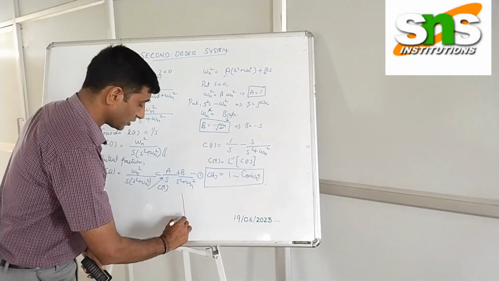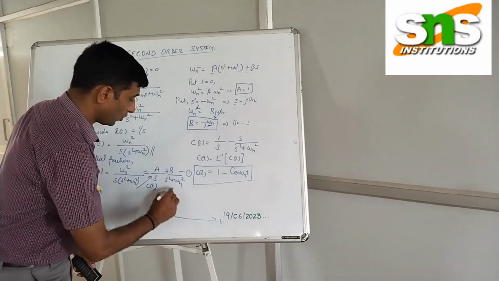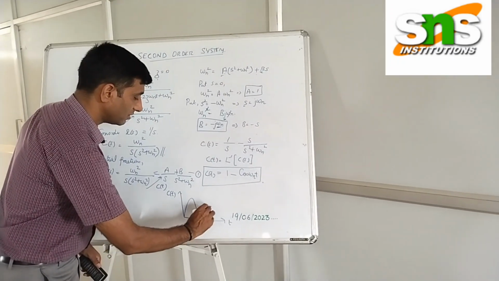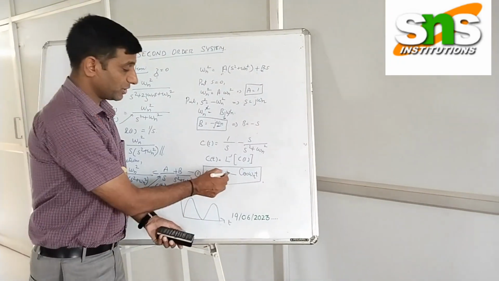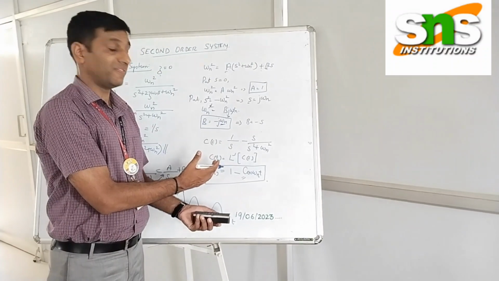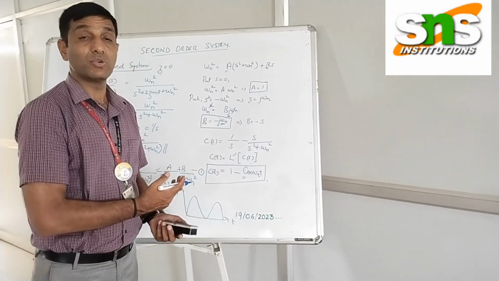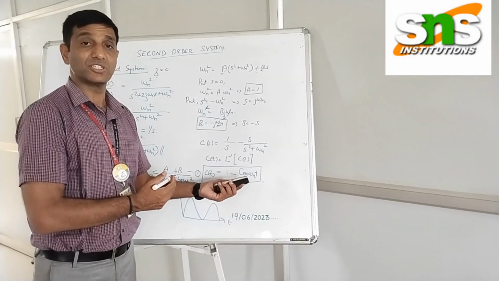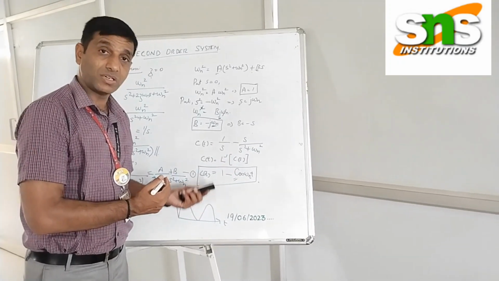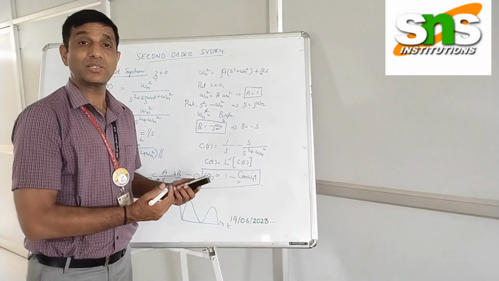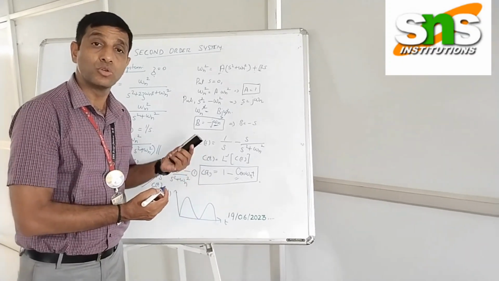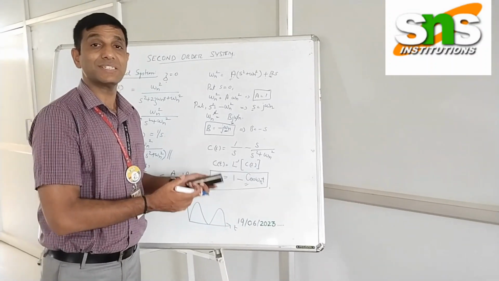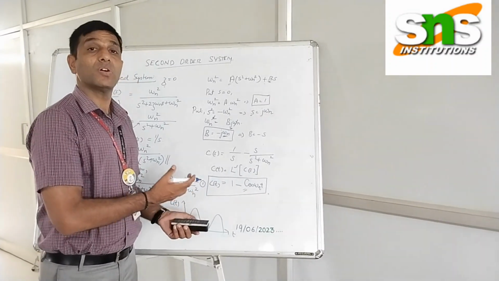When we draw the response c of t with respect to time, we can see it is only oscillation, because we don't have any damping factor in our response. The equation consists only of cos omega n t, which is nothing but an oscillation. So a second order undamped system will not reach its final steady state. Therefore such a system cannot be applied in a practical case.